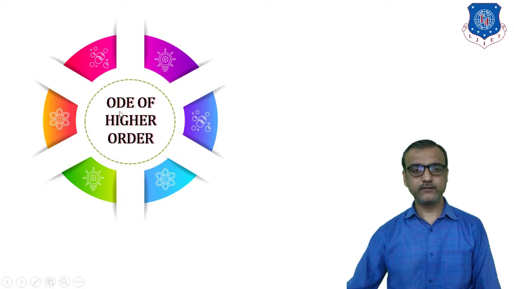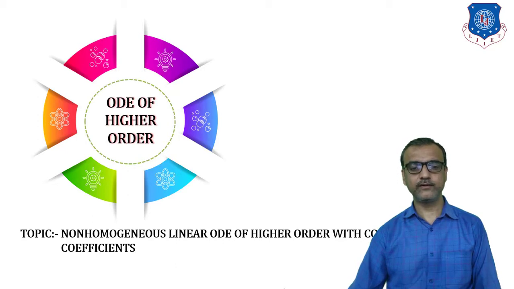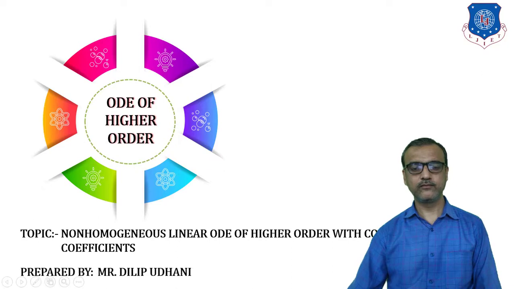The name of the unit is Ordinary Differential Equation of Higher Order, and today's topic is Non-Homogeneous Linear Ordinary Differential Equations of Higher Order with Constant Coefficients. In this topic I will teach you case number 2, that is when q of x is sine of ax plus b or cosine of ax plus b. I will make you understand how to find PI when q of x is sine of ax plus b or cosine of ax plus b. So let's start.